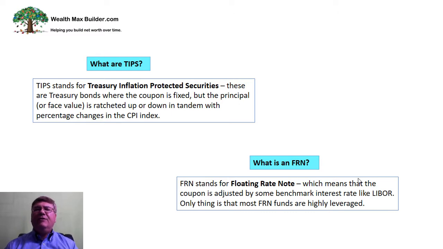TIPS stands for Treasury Inflation Protected Securities. These are Treasury bonds issued by the United States Treasury with a coupon that is fixed over the life of the bond, but the principal of the bond, or the face value, is being adjusted according to changes in the CPI index. And the CPI index is really the consumer price index, which is a measure of inflation across the board in the U.S. economy.